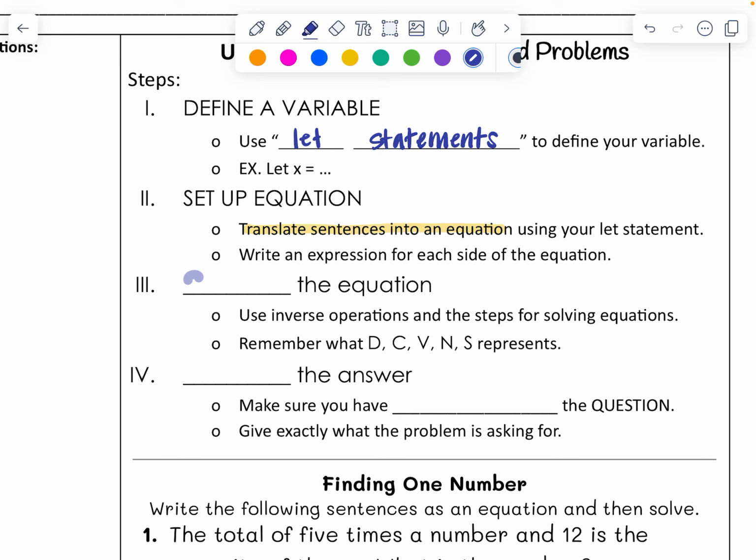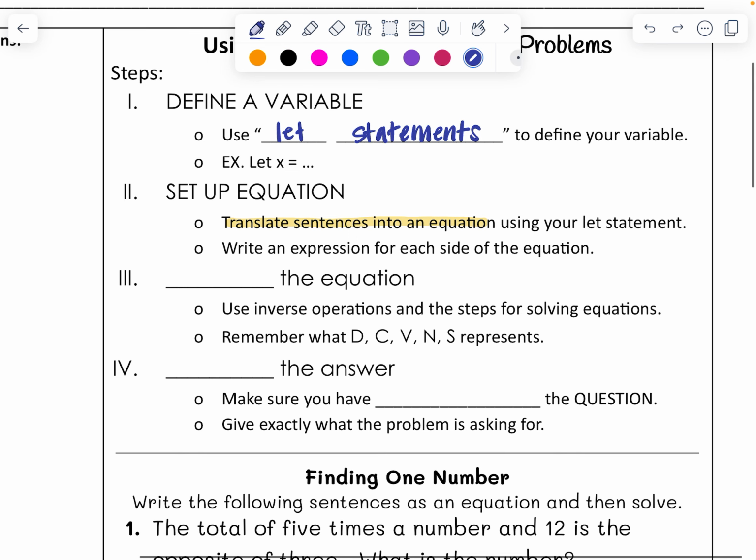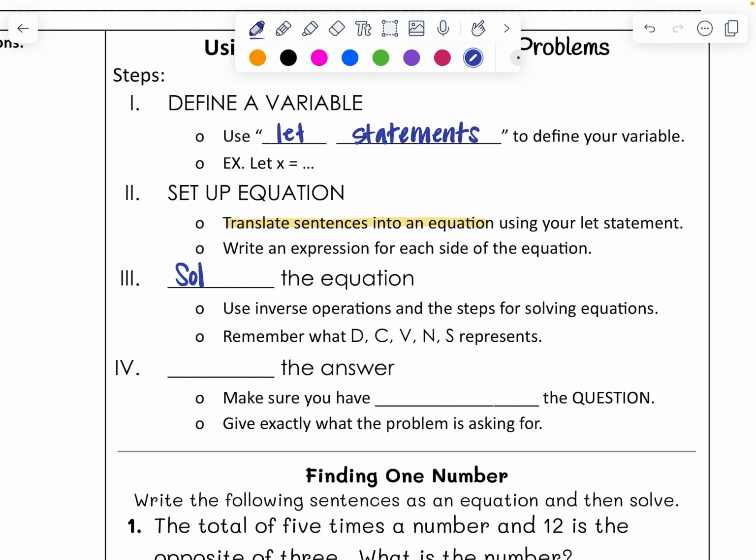Solve the equation. Use inverse operations and the steps for solving equations. Remember what D, C, V, and S represents, and we went over that in 1.2a and 1.2b. Then you're going to define your answer.